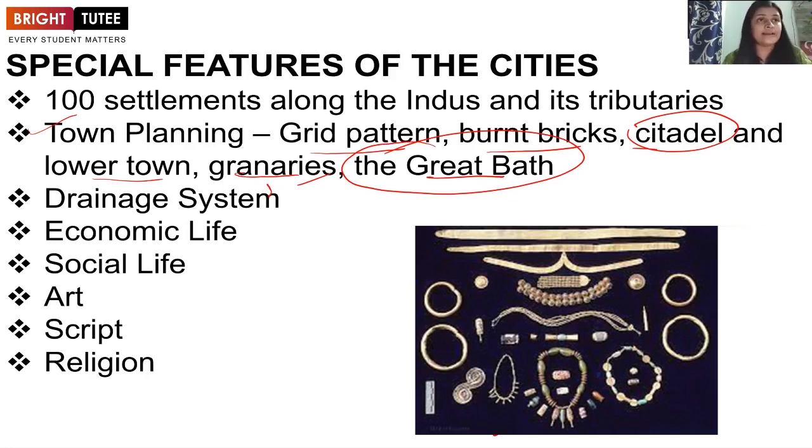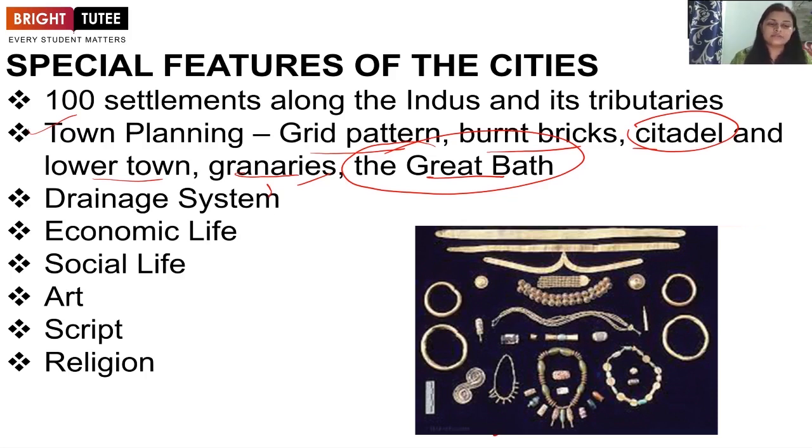And when we talk about the ornaments, they were using metal, beads, and semi-precious stone. This we have found from different sites. We have even found evidences of ivory and shells. These have been found from Mohenjo-daro specifically.